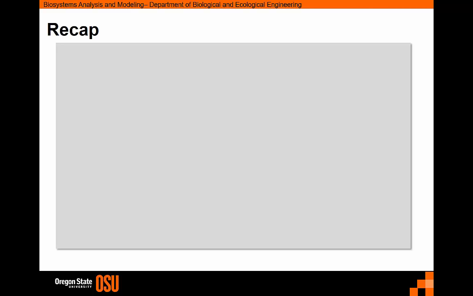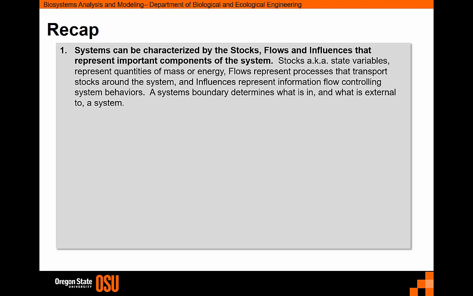So, to recap, in this module, we explored some concepts around systems and systems representation. First, we said that systems can be characterized by the stocks, flows, and influences that represent important components of the system. Stocks, otherwise known as state variables, represent quantities of mass or energy. Flows typically represent processes that transport stocks around the system, and influences represent information flows controlling system behaviors. A system's boundary determines what is in and what is external to a system.